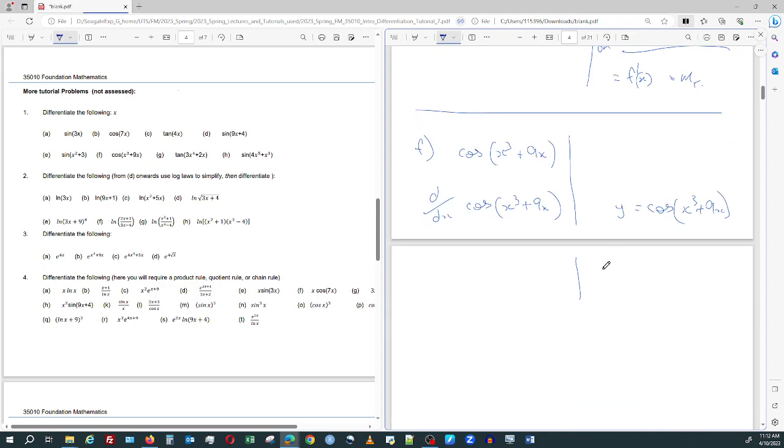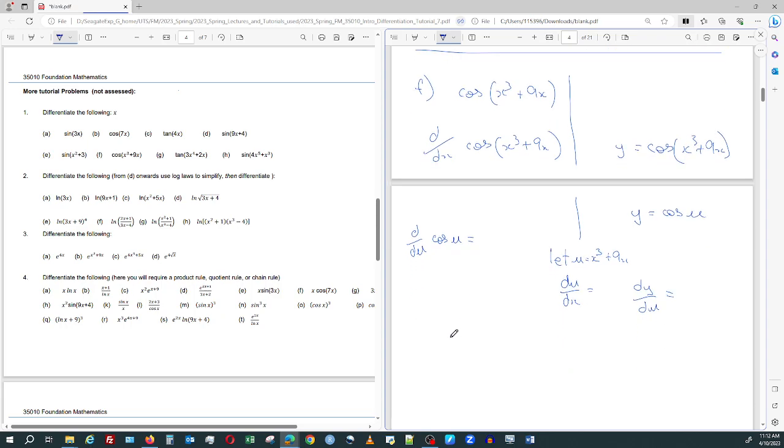But in either case, we can let u equal x cubed plus 9x, and then we can rewrite this in terms of u, and we can do the dy du. So that's how we would normally do it, put them together. Over here it's a bit trickier because now we can't do d dx cos u. That won't work, so we have to make it so that it makes sense. So d du cos u will equal something. So that's our term for that side.